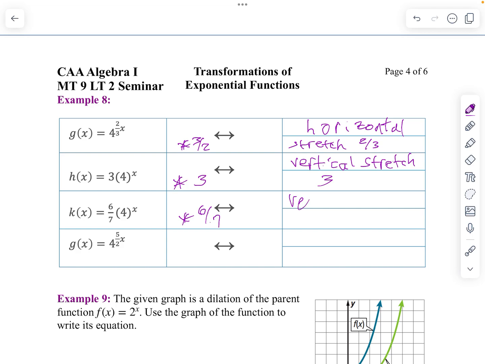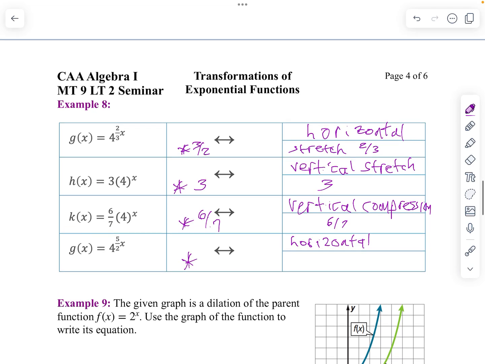But this time, it's a compression, isn't it? Because it's less than 1. So we're going to say a vertical compression. So I'm going to multiply each y by 6/7. Finally, I'm in the exponent again, so I know it's horizontal. And since I'm dividing by 5/2, that's the same thing as multiplying by 2/5. So multiplying by 2/5 would be a compression. I'm going to take each x value, I'm going to multiply it by 2/5, which, oh, there we go, 2/5.